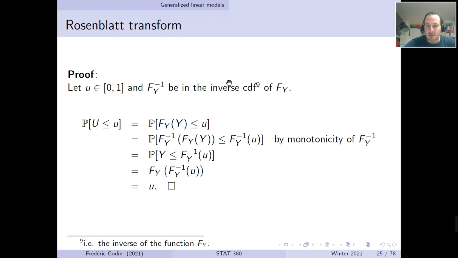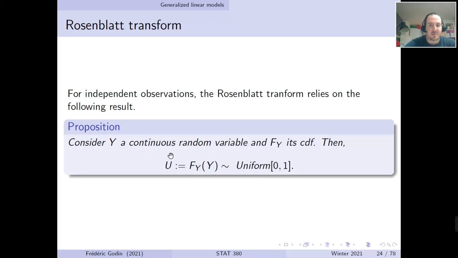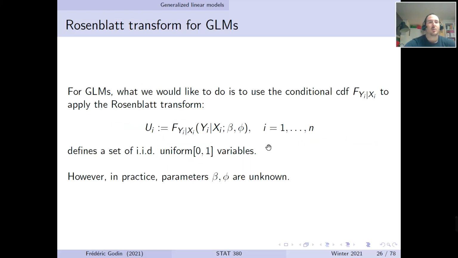Okay, so let's go back here and recall the result. To get a uniform 0, 1, you simply need to apply the CDF to a random variable. So what we would like to do is take all responses from our data set and apply their conditional CDF given the explanatory variables. These are conditional CDFs instead of unconditional ones, but it can be shown that these random variables, the U_i's, would be IID uniform 0, 1 variables.